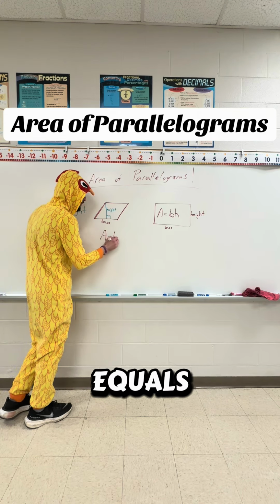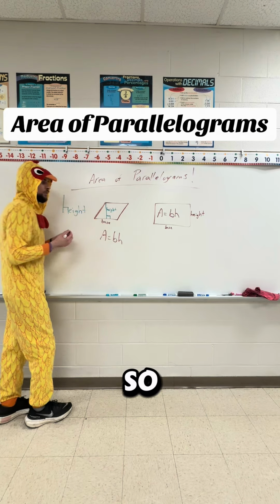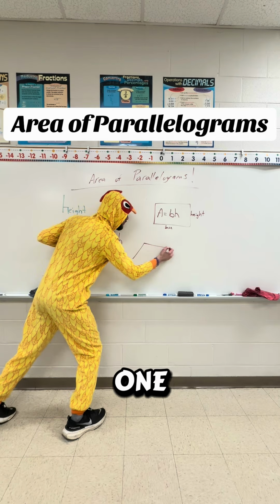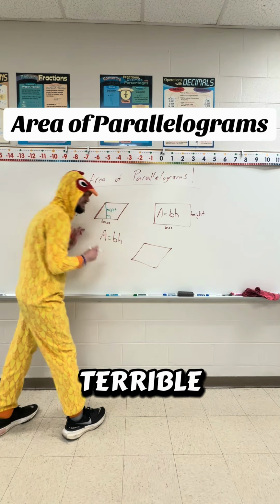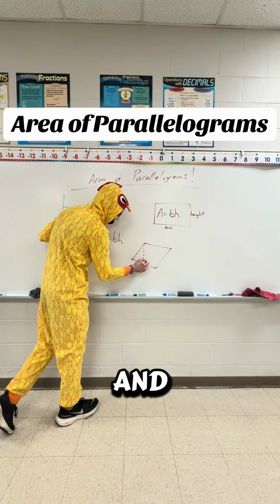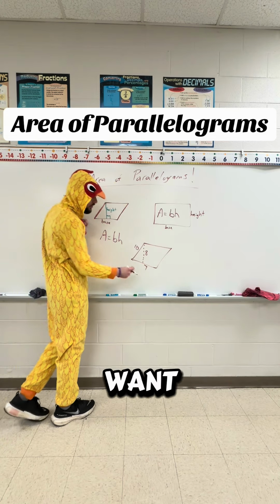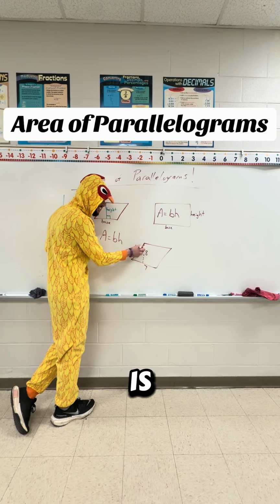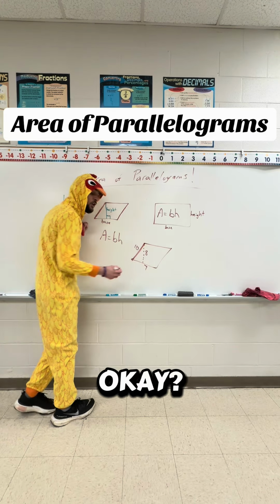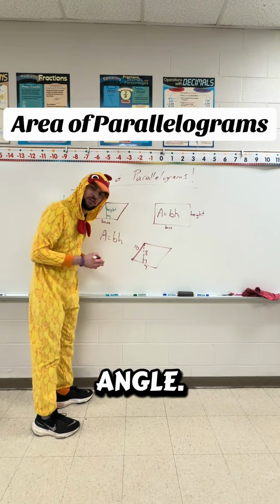Area equals base times height. Okay? So for example, I'll just jot you one here real quick. Again, ignore my terrible artistic skills. If this is 7, and this is 8, and this is 10, right here, you don't want to do 7 times 10. This is not the height. Okay? When you measure height, you have to go straight up and down. See that right angle again? You have to go straight up and down.